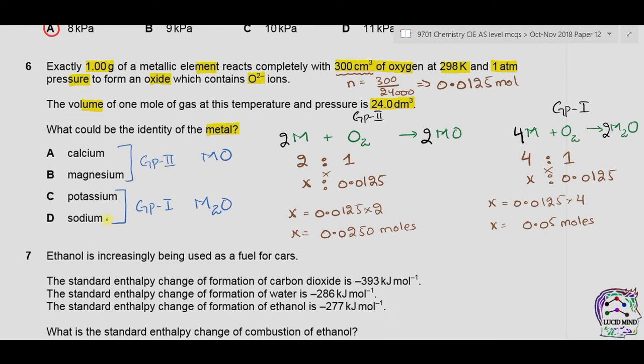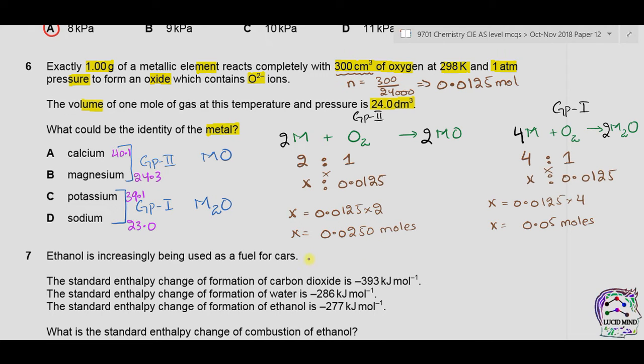Now we can find the masses of these metals by using atomic mass. For calcium it is 40.1. For magnesium it is 24.3. For potassium it is 39.1. And for sodium it is 23.0.